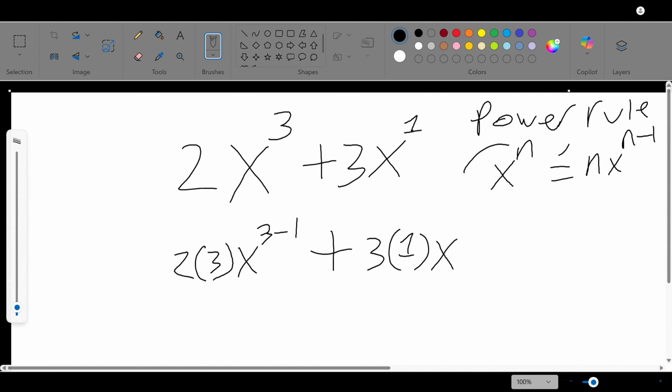So since it is 1, it's going to be 1 minus 1. So that's going to be 0. So x to the 0 power. And anything to the 0 power is just going to be 1. So it's 3. I know I skipped some steps, but you get me. So it's going to be 6x to the second power plus 3.